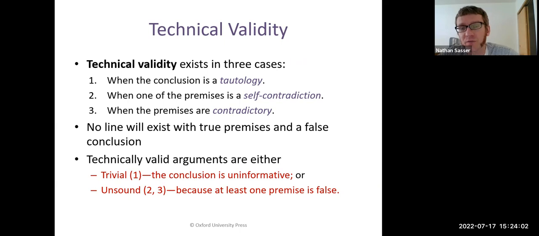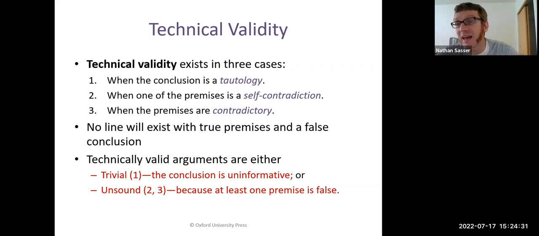Number two, the other form of technical validity, when one of the premises is a self-contradiction. Now think about it. This is like the flip side of what we just said. If one of the premises is a self-contradiction, it's always going to be false, right? So if I say, I am in South Carolina and I'm not in South Carolina, those can't be true. That statement can't be true because those can't both be true at the same time. It's self-contradictory.